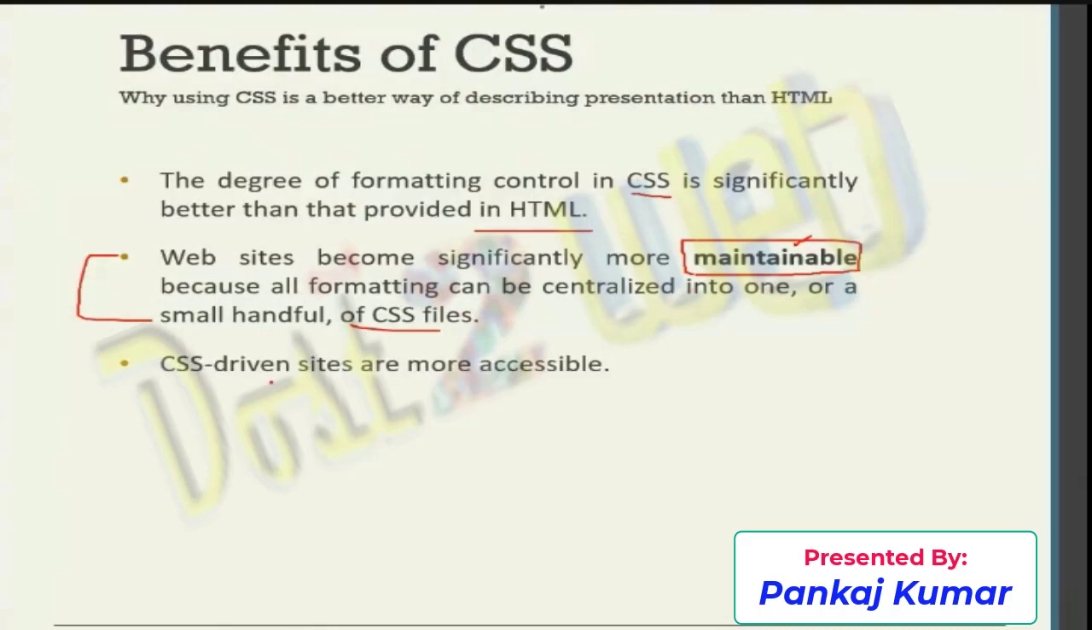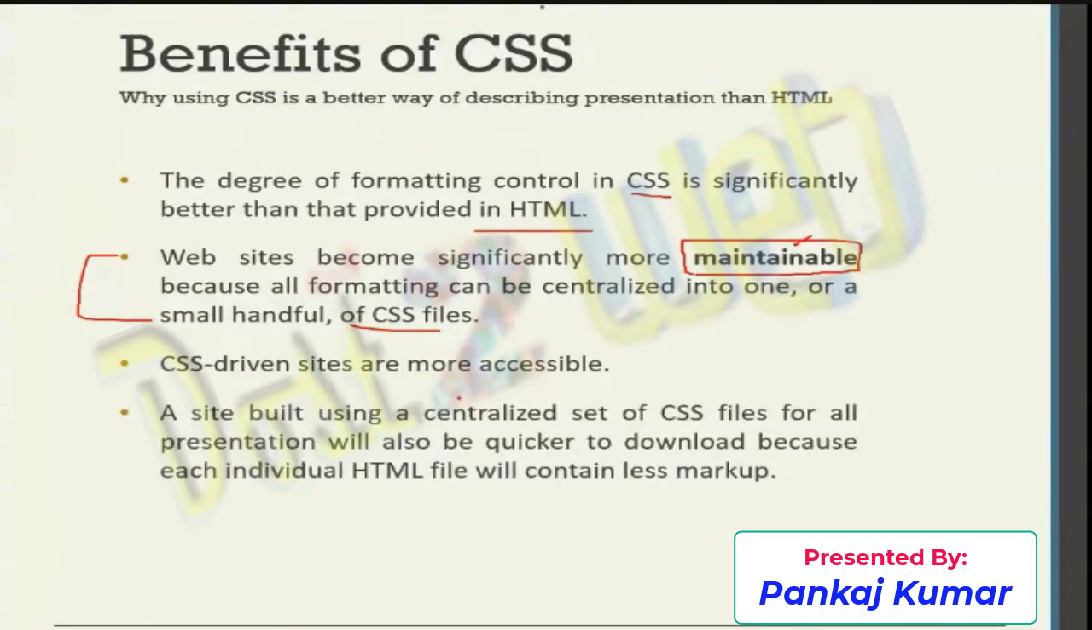CSS-driven sites are more accessible. Why? Because the look and feel, the design, and the architecture will be clearly visible. So you can access the menu bar or whatever area the people define on the website, and it will be clearly visible and fit into the mobile. That means it is a responsive application.